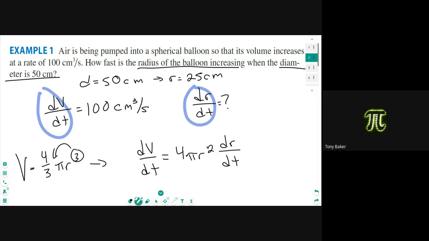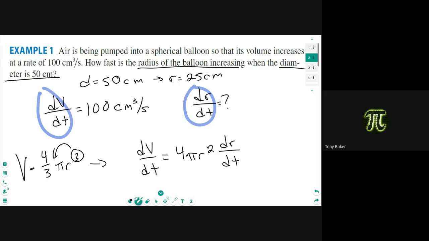Say you had an equation with v, you would have dv. Or if you had v squared, yeah, you would have some other stuff there.